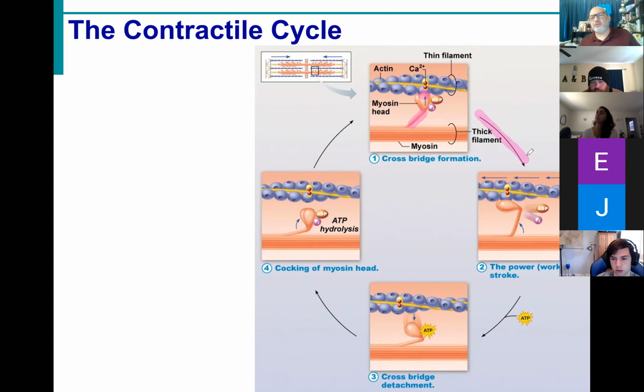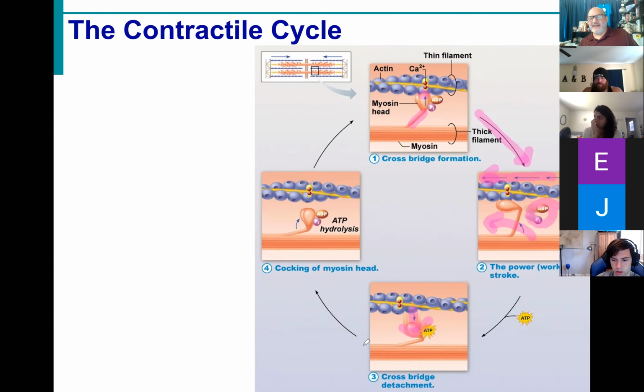Once it forms the crossbridge, it is going to perform its power stroke, pivoting towards the M line, pulling on the actin, pulling on the Z disc, shortening our sarcomere, shortening our myofibril, generating the force, and releasing our ADP and phosphate so that a new ATP can bind to it. Notice just the binding of the ATP breaks the crossbridge. The myosin head changes its shape and it lets go.